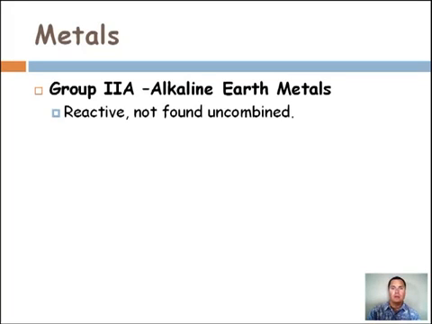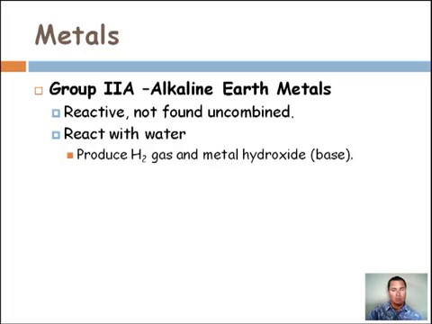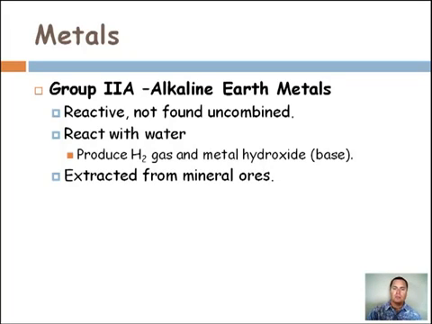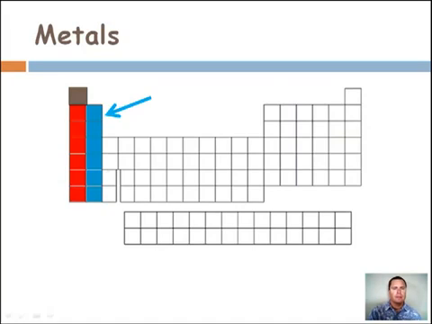They're reactive, not found uncombined. They react with water to produce hydrogen gas once again and the metal hydroxide, which is a base. Okay, they're extracted from mineral ores because they're so reactive. They generally will tarnish pretty fast, which means they get a gray look. They almost have a gray luster to them. And they are found in our second column here.